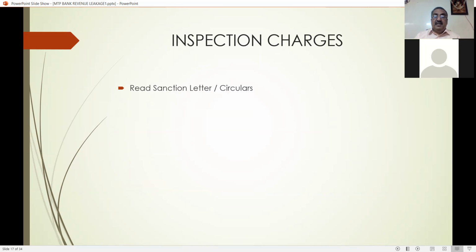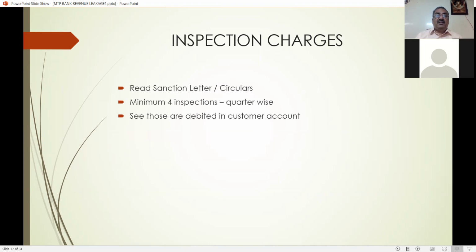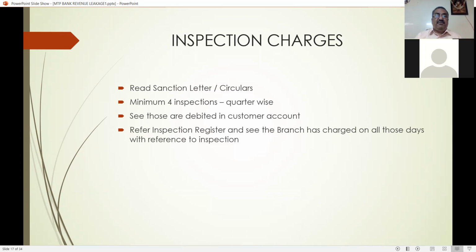So for this, please read the sanction letter, and there is a minimum of 4 inspections on a quarterly basis. They have to write the account and you have to see that those accounts are debited from the customer's account, and you have to see the inspection register, and whether the corresponding entries have been recorded in the customer's account or not. That you have to see.